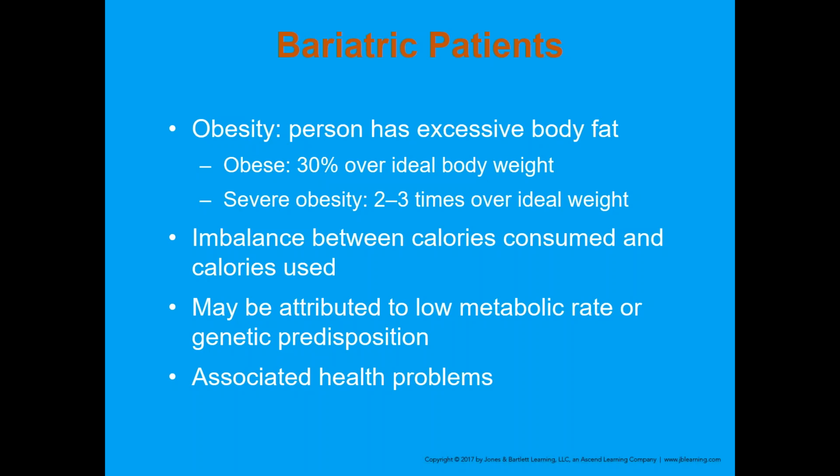Bariatric patients, obesity, somebody who has excessive body fat, 30% over their ideal body weight. Severe obesity is 2 to 3 times that. By definition, being, for lack of a better word, fat is an imbalance between calories consumed and calories used. You possibly eat a lot of food and don't do a lot of exercise. You can have a family history of it. You can be genetically predisposed.